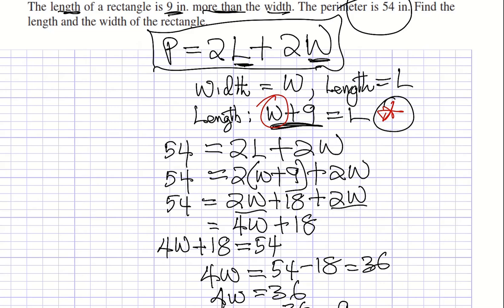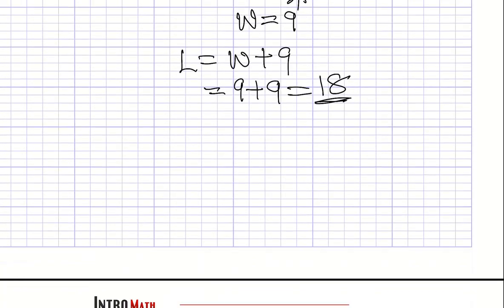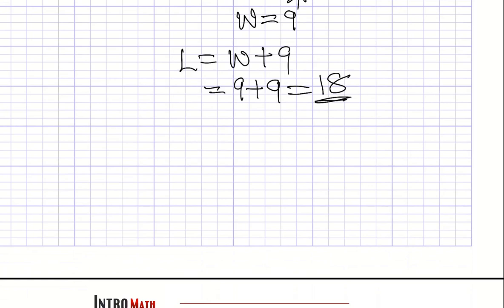So the way you can check the perimeter, you can always check it using this: 2 times length plus 2 times width is equal to 54. We found a value of width and a value of length. So 2 times 9 plus 2 times 18, is it equal to 54? That's what we want to know.